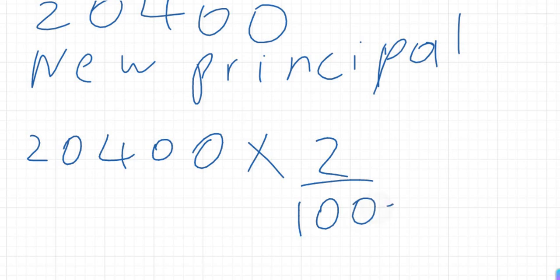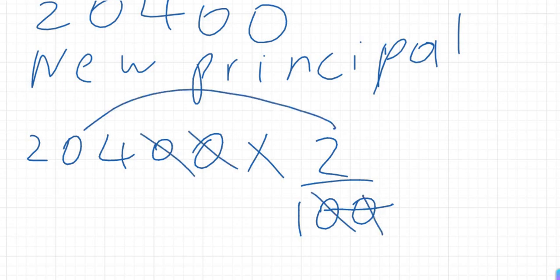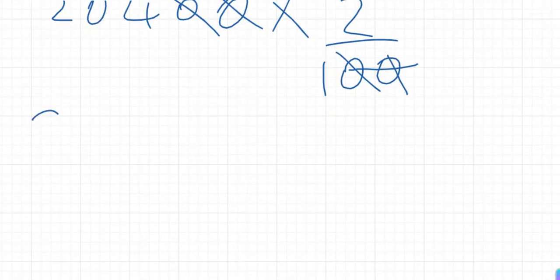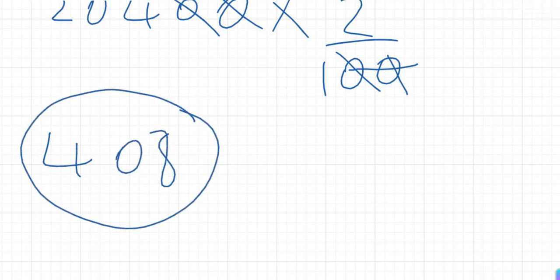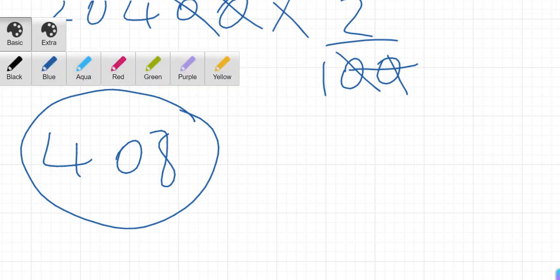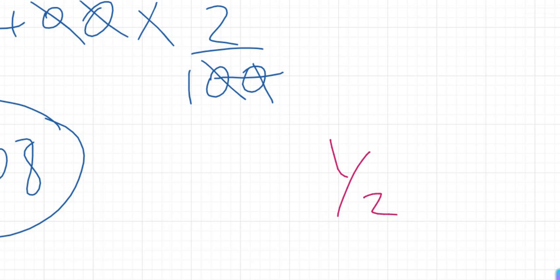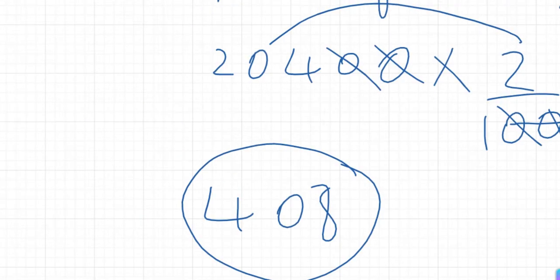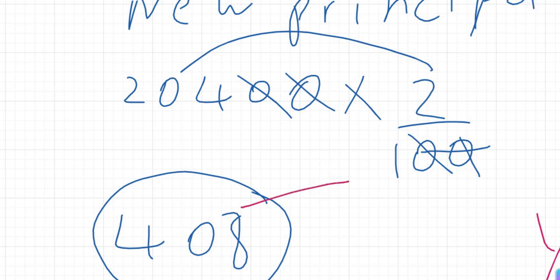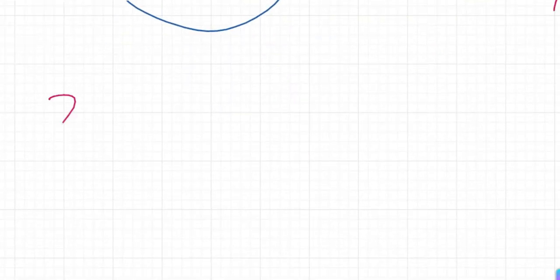If we cancel these zeros and multiply, we get $408. So this is the second interest that you get, for the second year. This is year 2. And so what we will do is add this interest to the principal, and that will form another new principal. So let's look at it.